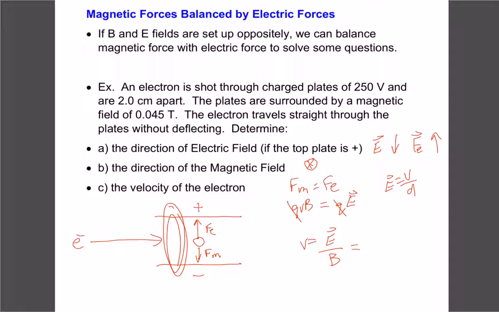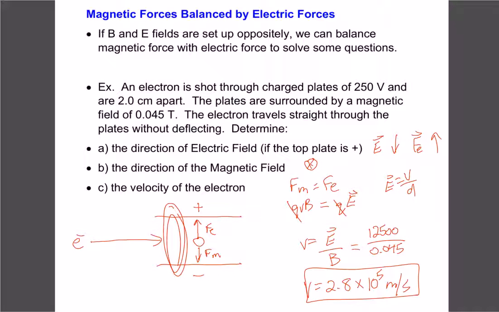So if we go 250 divided by 2 centimeters, so 250 divided by 0.02, we get an answer of 12,500, and our B is 0.045, so divide that, and that gives us a velocity of 2.8 if we round it off, times 10 to the 5 meters per second. And that's it. So we got our different types of questions. Basically for each of these examples, our magnetic force was balanced either with circular, gravity, electric, some other type of force, and you just solve it accordingly.